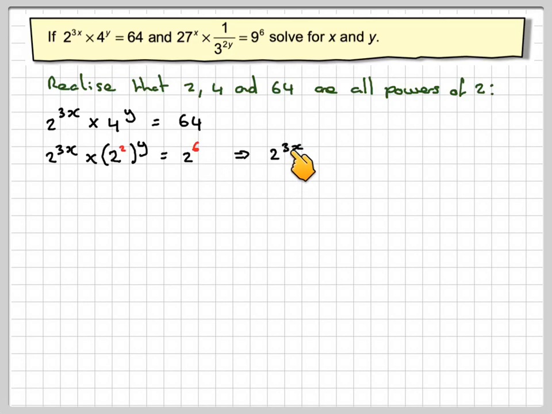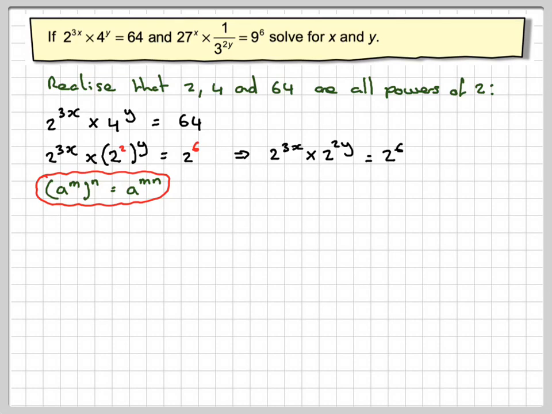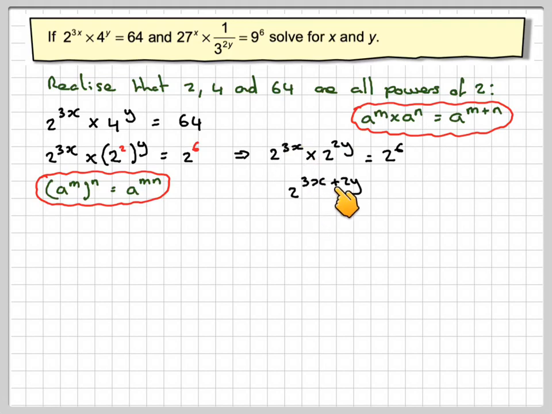That now means we have 2 to the 3x. Now we know from the rules of indices that a to the m to the n is a to the m times n, so this becomes just 2 to the 2y is equal to 2 to the 6. Now using the rule of indices that a to the m times a to the n is equal to a to the m plus n, on this side of the equation it's going to give 2 to the 3x plus 2y is equal to 2 to the 6.